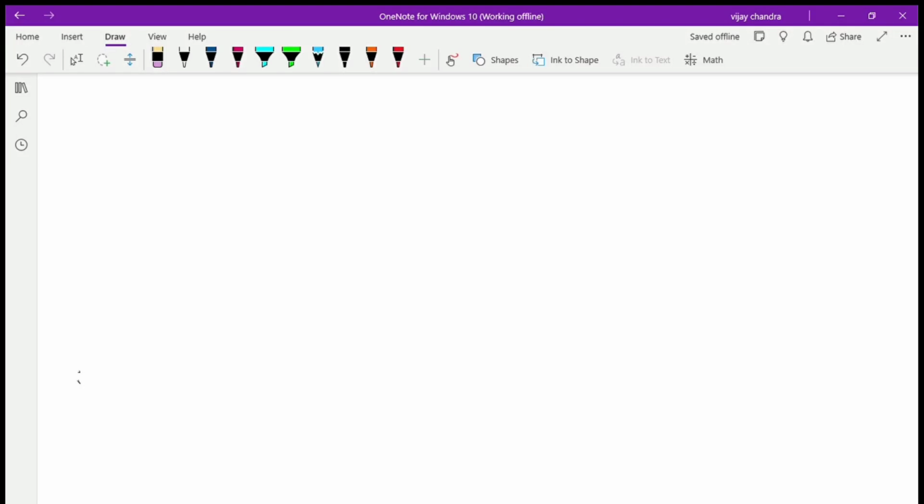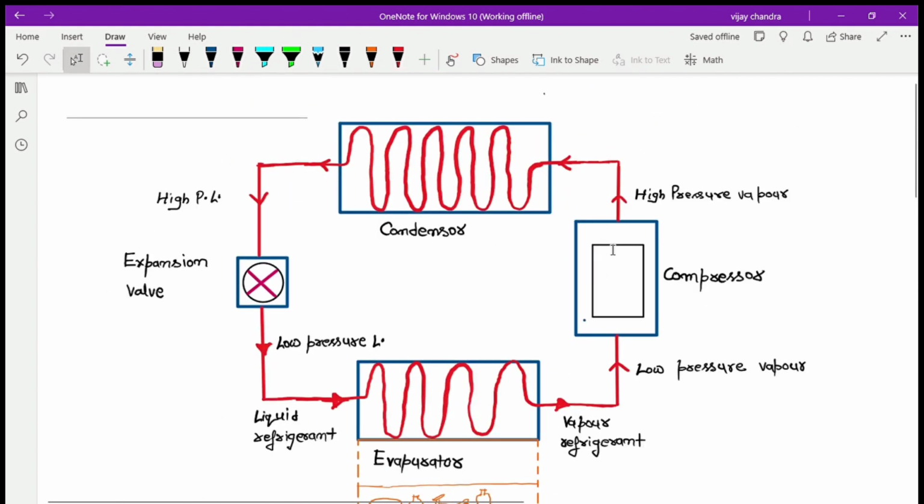So guys, today we will read about the refrigeration process, how it starts and how it becomes successful in our home refrigerator or any refrigerator which we are using in our companies, our business. Firstly, we will understand the flow diagram of this refrigerator.